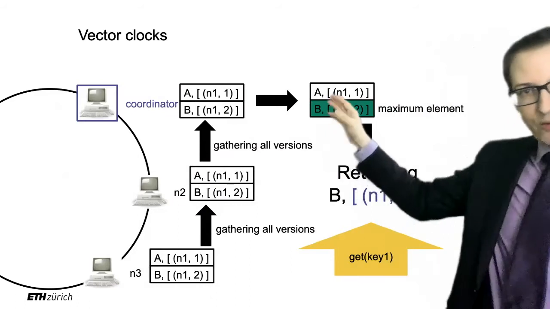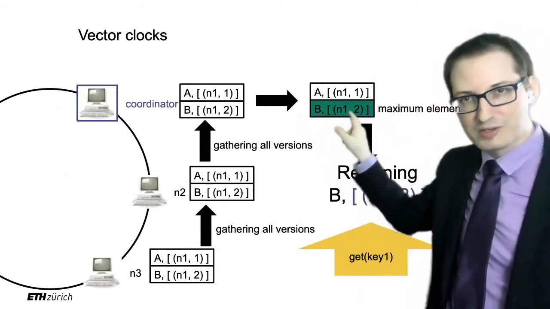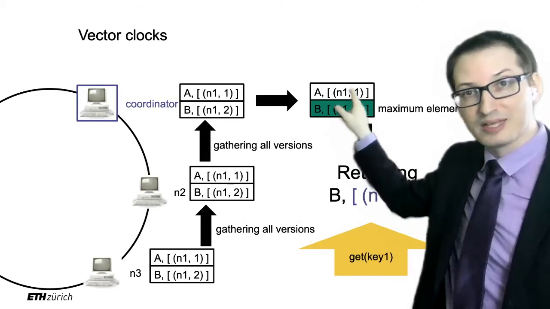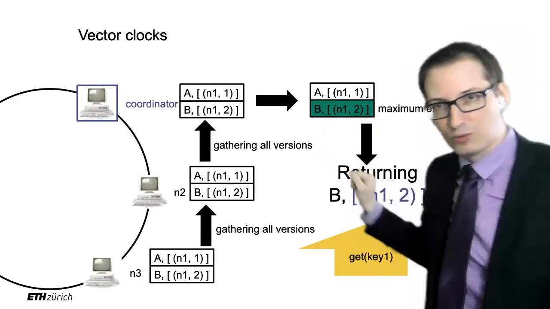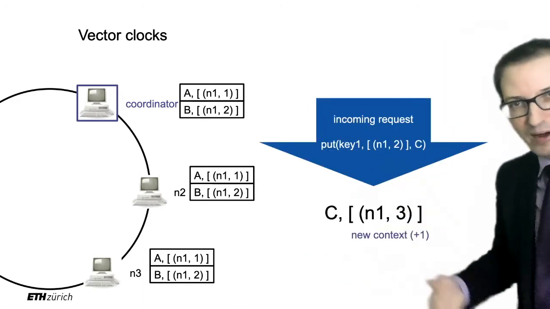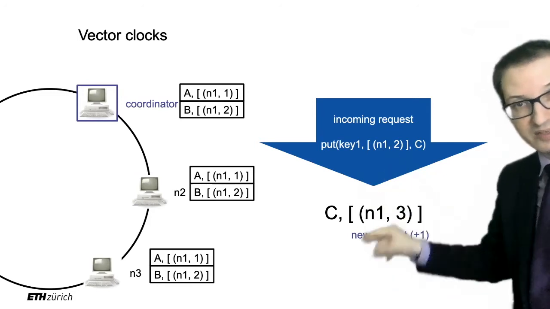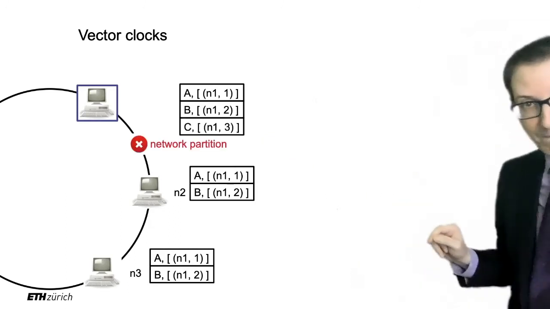All right, so now I received my at least R answers and I have these two versions, and I noticed that this version is greater than that one. So this is fine. I can discard A, it's not the latest version. B is newer, and I just return that. All right. So now the client says, okay, I'm happy. Now I want to write the third value, C, instead. So this is the new context that the coordinator updates to three.